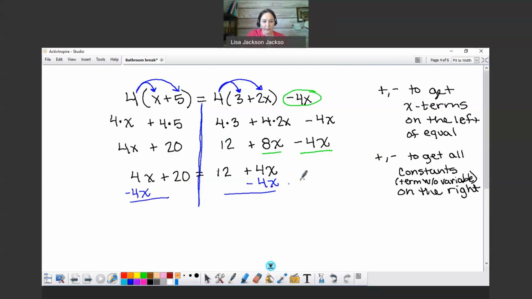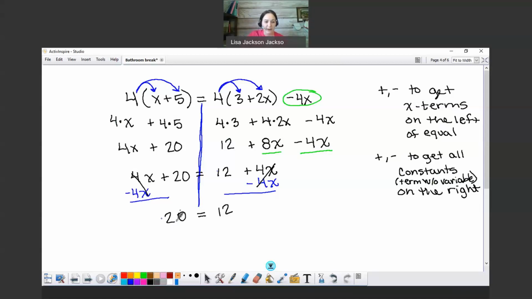Alrighty. So I have 12. 4x minus 4x is gone. That went to 0. Over here, 4x minus 4x is 0. And I have a plus 20. This is as far as I can go. I mean, I could do my next step and add or subtract to get all the constants, the numbers without variables, to the right. I'll just go ahead and do that.